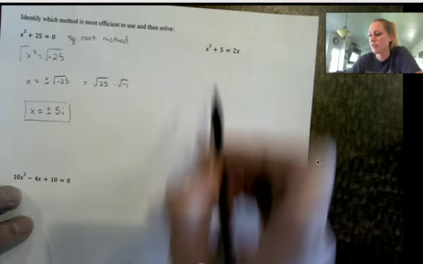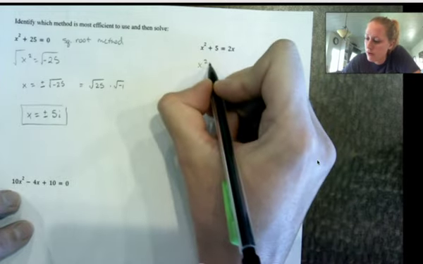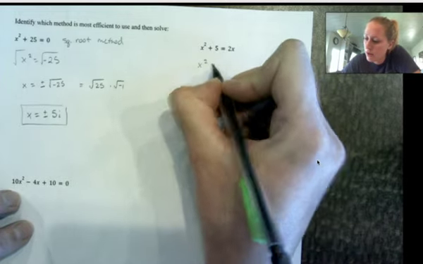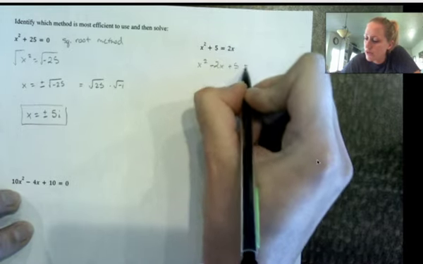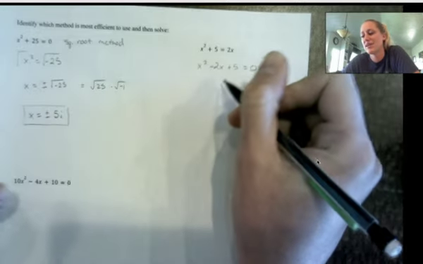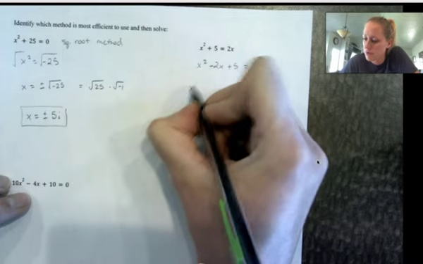Okay? All right, this one, I do have a b term, so I'm not going to use the square root method. So I'm going to write it in standard form. And then I'm subtracting the 2x over. And then I'm just going to check, is this one easy to factor? So numbers that multiply to be 5 and add up to be negative 2? Not easy to factor. So I'm going to use completing the square.